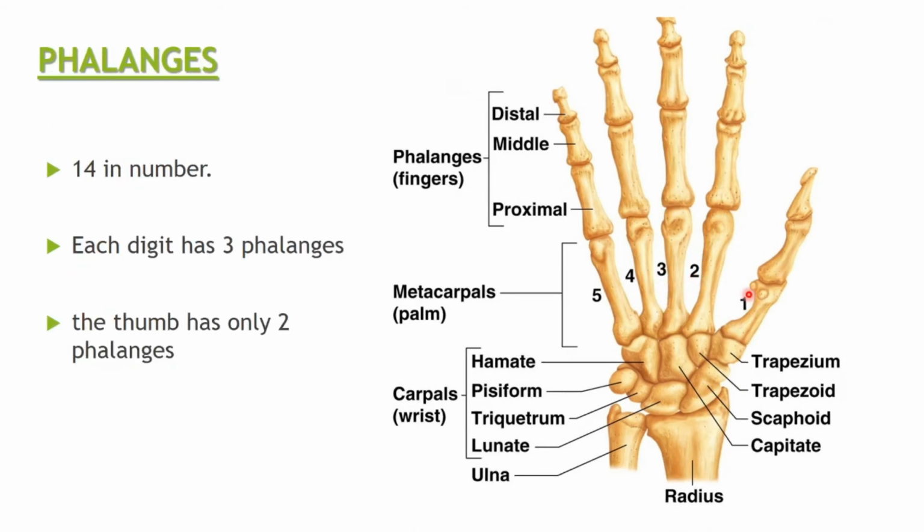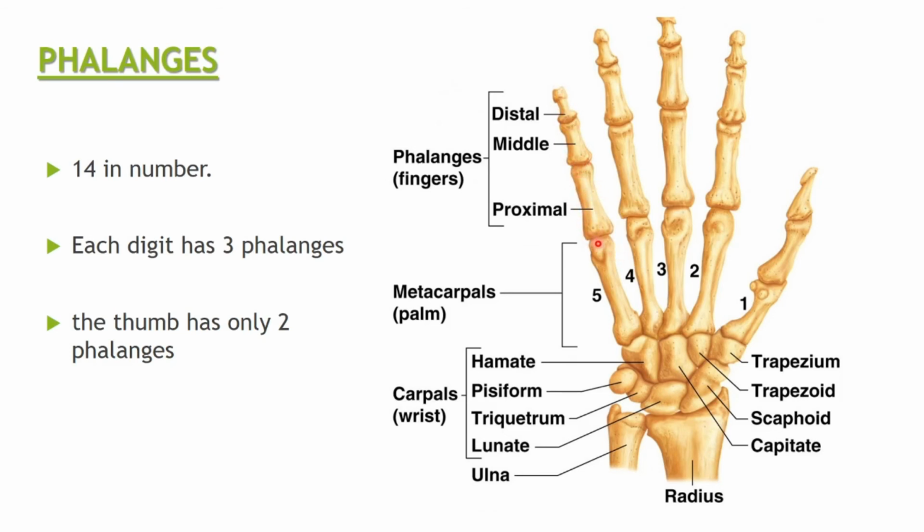Then comes the phalanges. Phalanges are making the main skeleton of the fingers, or digits you can say. Each digit is having 3 phalanges, except for the thumb, which is having only 2 phalanges. So these are the 4 fingers which are having 3 phalanges in each, while the first is having only 2 phalanges. Hence there is a number of 14. So each digit or each finger is having 3 phalanges, and they are arranged in row. There is a proximal phalanx, there is a middle, and then there is a distal.